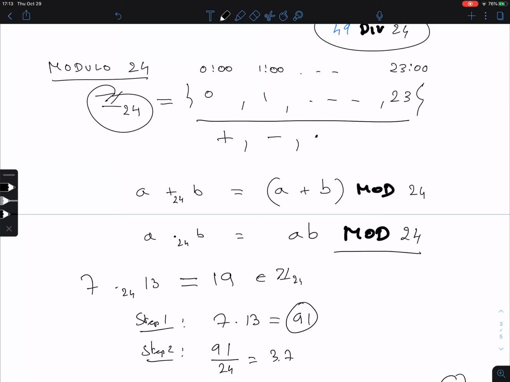91 is not. Don't pay attention to the fact that there's a 1 and a 9 here. That's just an accident. So 91, the original actual product of 7 and 13, is not in Z24, because Z24 has only these valid numbers. Think of it as military time. Of course, I don't know exactly what it means to multiply 2 hours, but it is possible to do that. And so you are now introduced to modular arithmetic. This is what modular arithmetic is, and we're going to use this a lot.